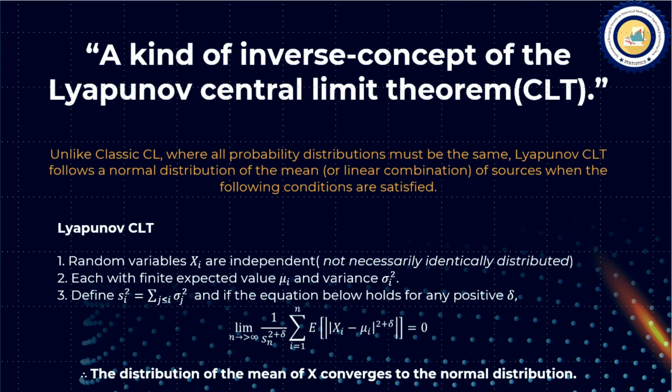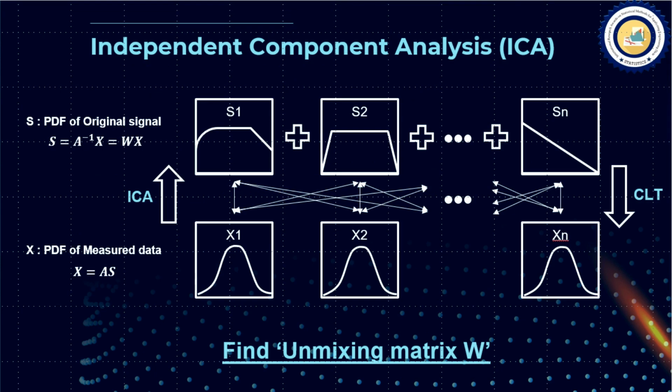Among the CLT theorems, ICA can be said to be most similar to the inverse concept of Lyapunov's theorem, because it allows the distribution of each component constituting a mixed signal to be different from each other. As shown in the figure, in order to find the signal S from the measured signal X composed of component S, we need to find the W, which is called the mixing matrix.